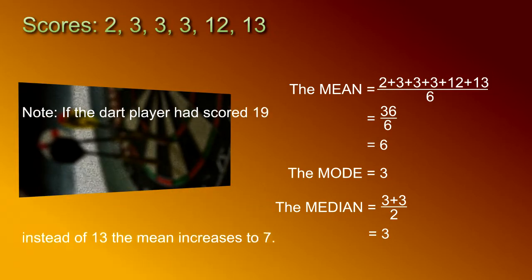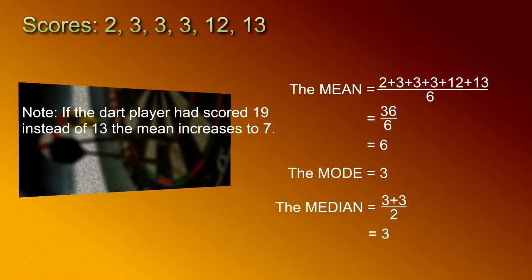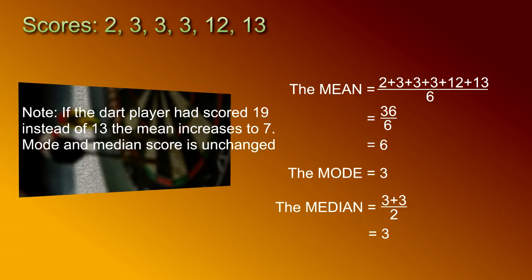Notice if the dart player had scored, say, 19 instead of 13, the mean increases to 7, but the mode and the median score are unchanged.